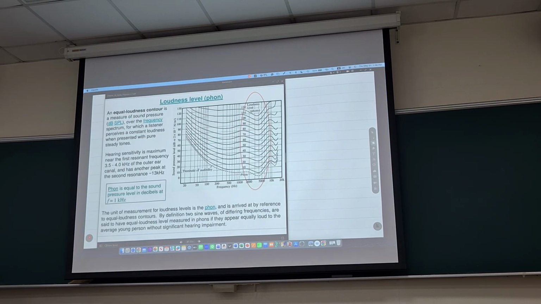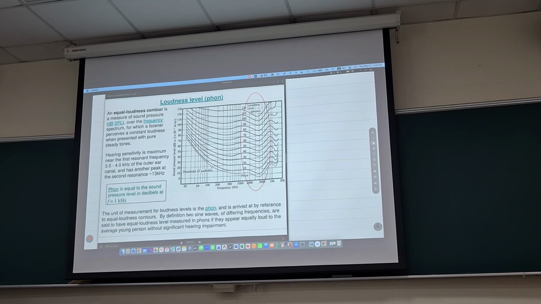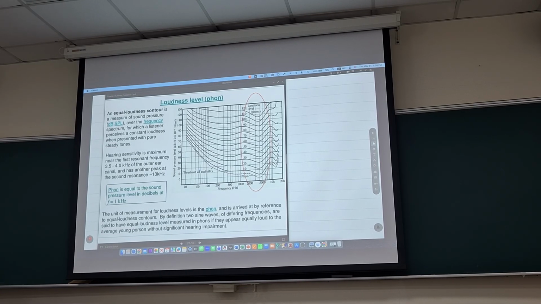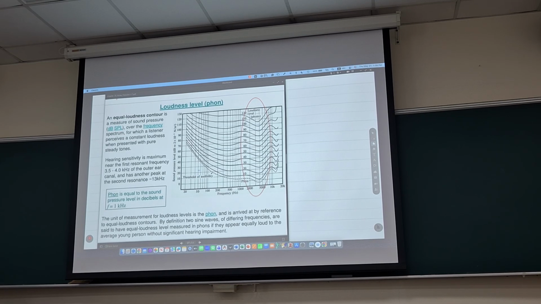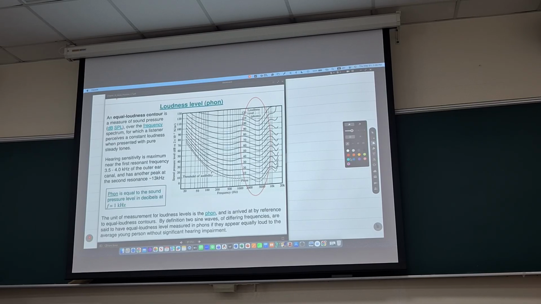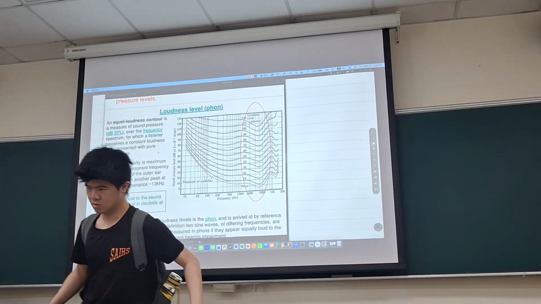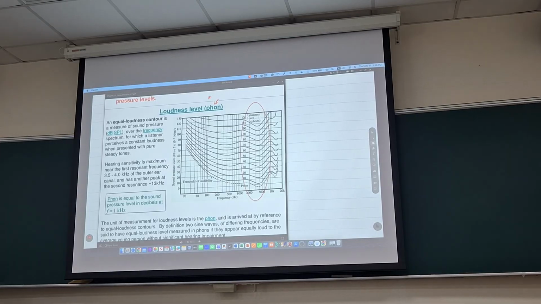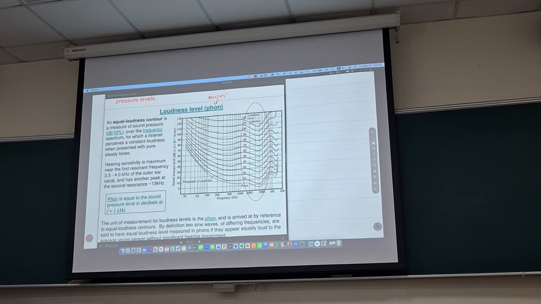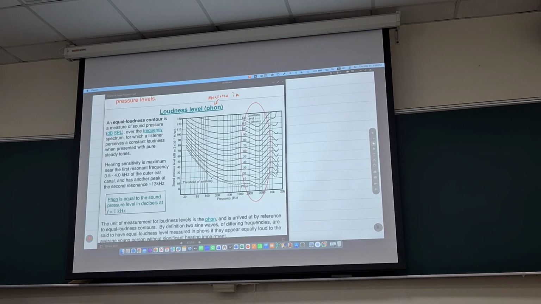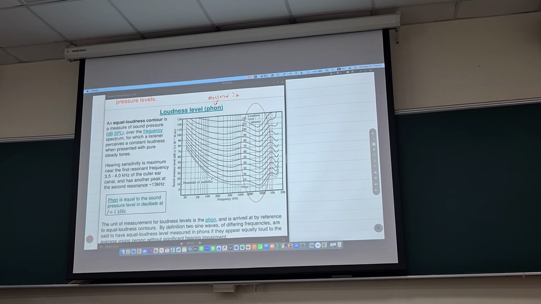Okay, so we're going to start with this page, the loudness label. The loudness label measures in phones. So the loudness label is measured in phones.